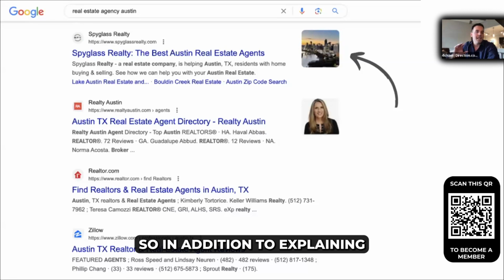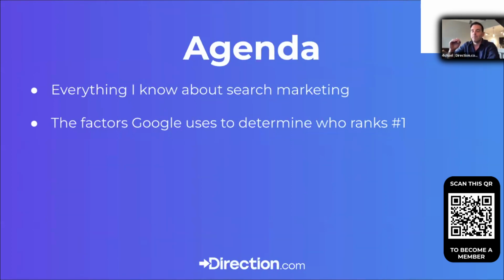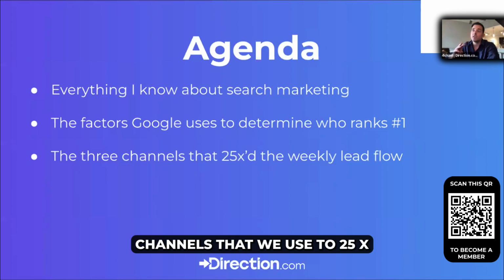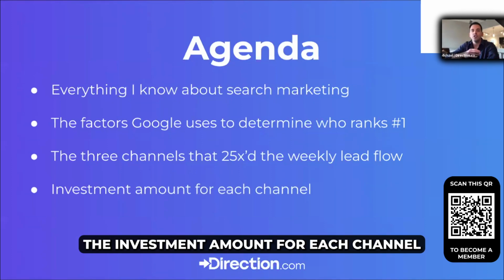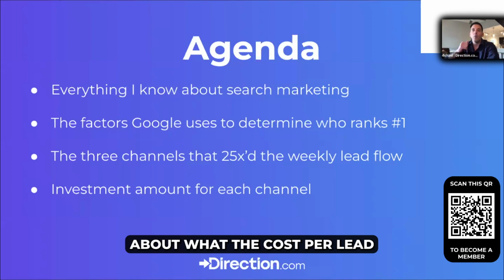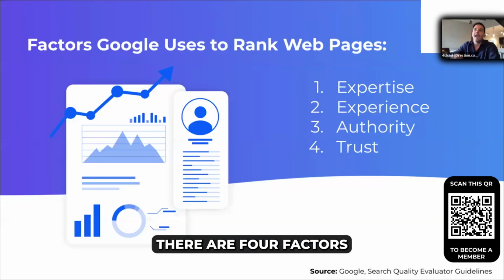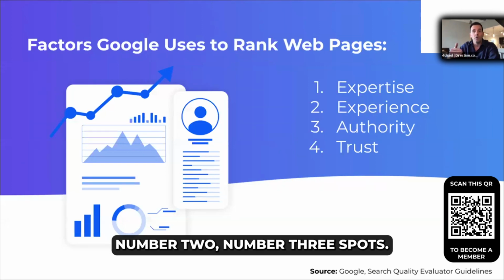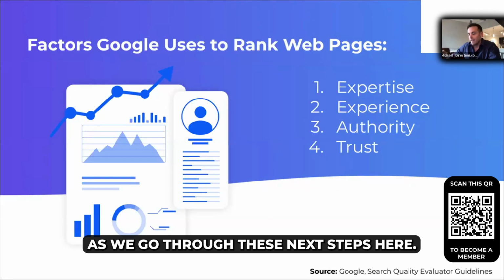In addition to explaining how we did that, I also want to cover the factors that Google uses to determine who's getting into that #1 spot. We're going to look at 3 specific channels that we use to 25x Spyglass's weekly lead flow. And then I also want to break down the investment amount for each channel so you can get a realistic idea about what the cost per lead and what the cost per acquisition is going to be. There are 4 factors that Google uses to determine who gets into those #1, #2, #3 spots. Keep these 4 factors in mind as we go through these next steps.